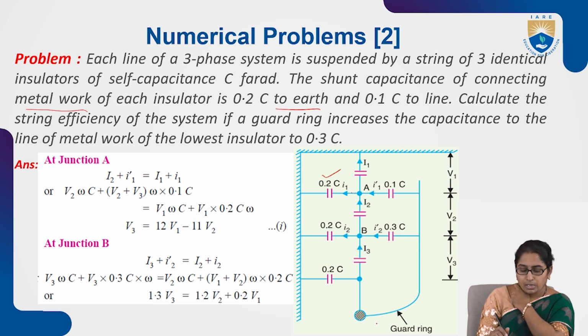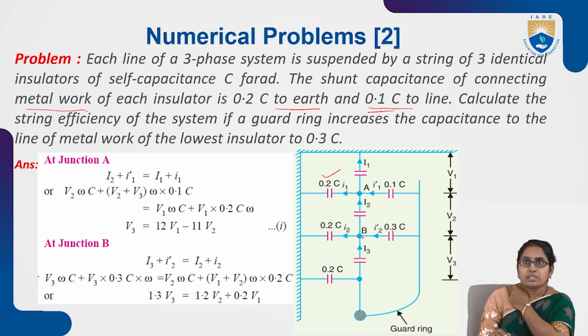We have a concept for efficiency improvement. We have seen there are three methods. Under that, one method is the guard ring method. In that, they connect a guard ring, a metallic disc, around the conductor. This metallic disc introduces a new shunt capacitance into the system, between the line conductor and this metalwork. That capacitance is 0.1 C.